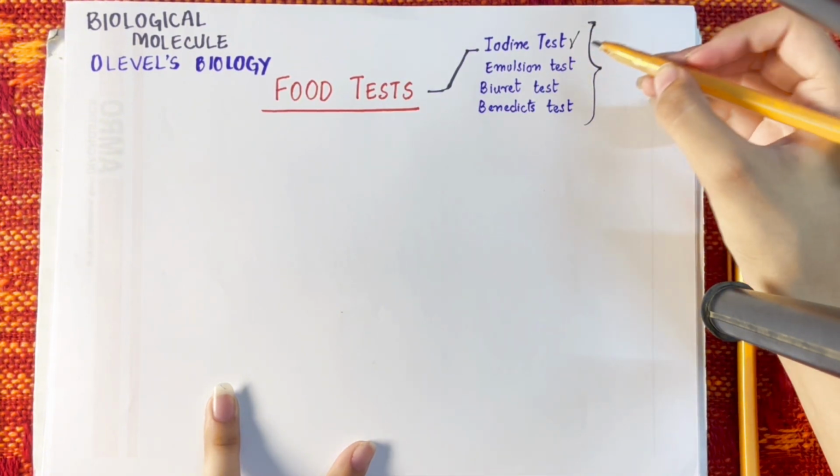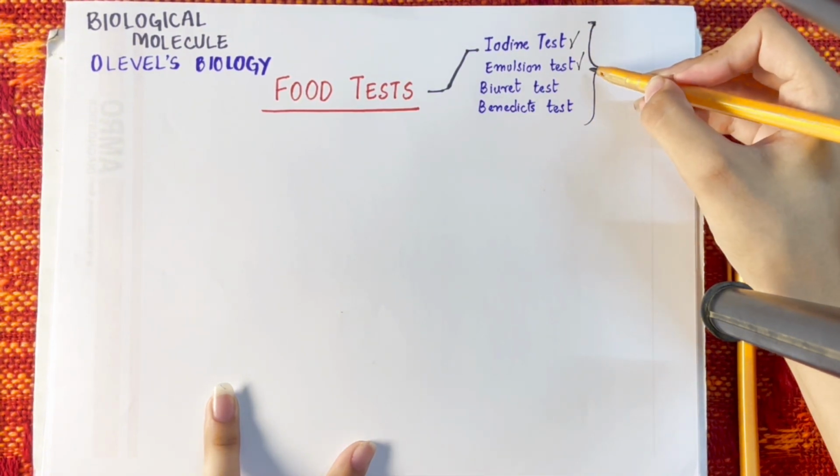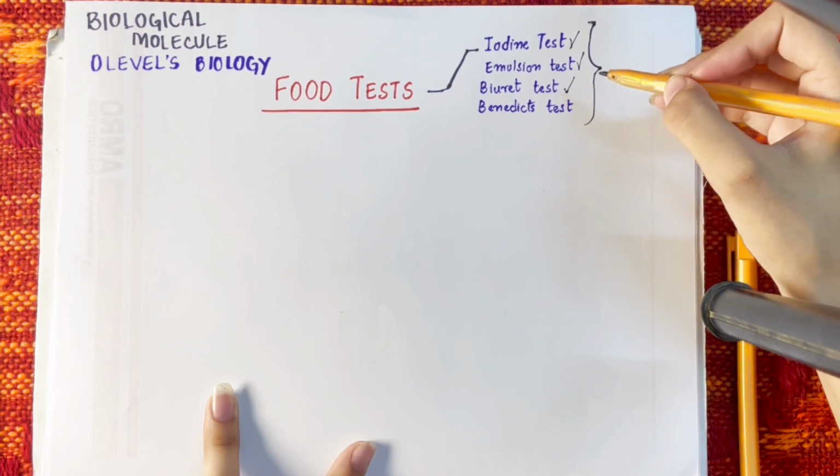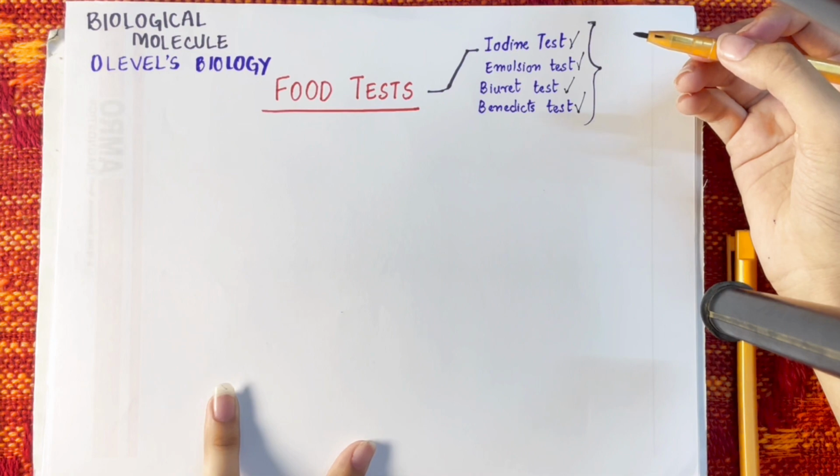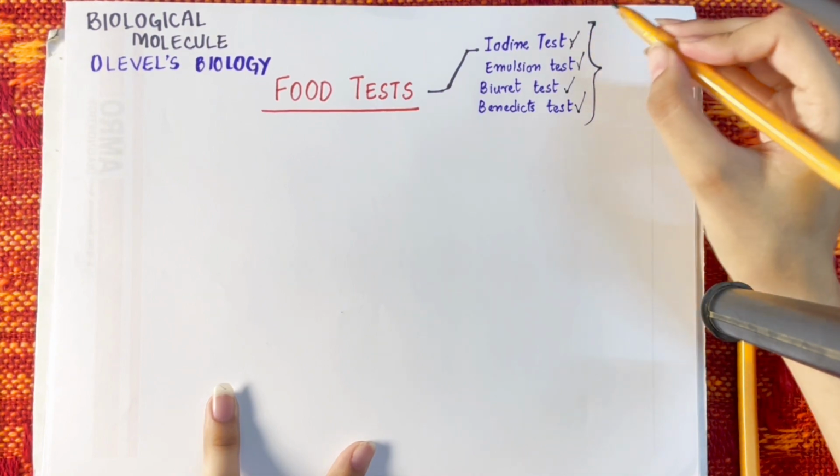It consists of the iodine test, the emulsion test, which is for the fats, the biuret test, which is for the protein, and then we have the Benedict's test. Now we're going to discuss each of them in detail. Let's first begin with the iodine test.